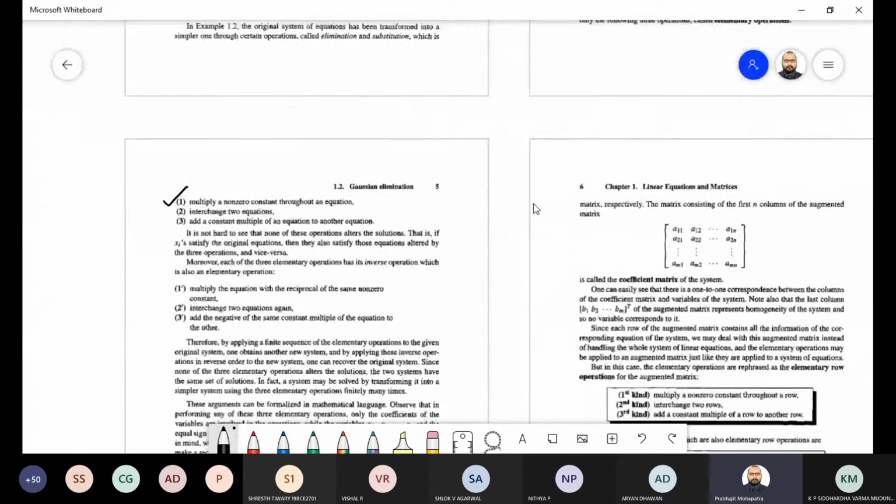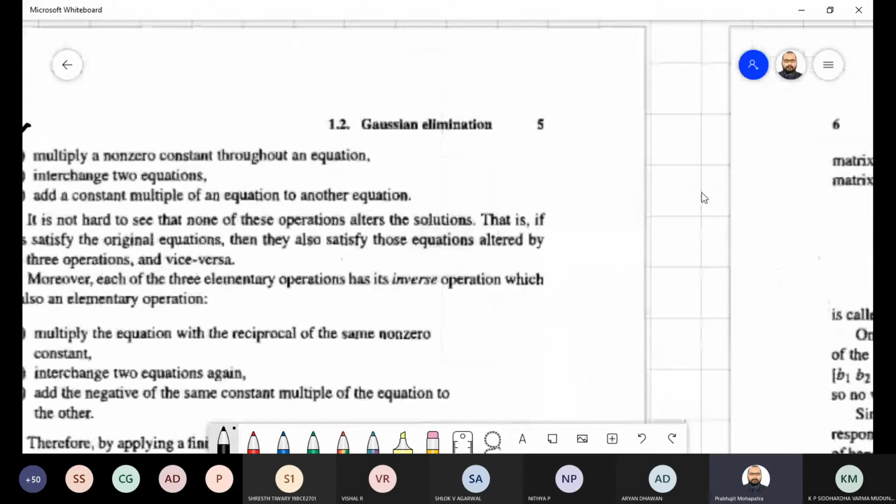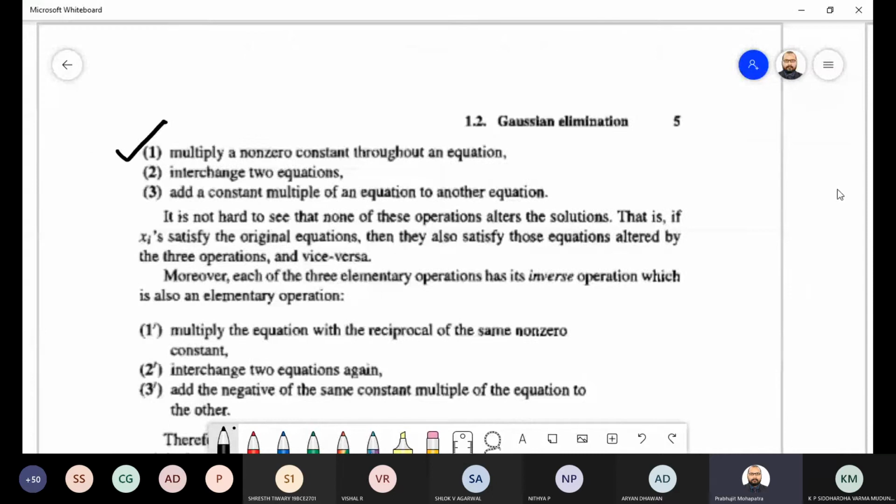So you have three permissions, which we have already discussed. One is that you can multiply any equation by a non-zero scalar value. Then you can interchange any two equations, their position, and that does not matter. The last one is the most important: you can multiply a constant with an equation and add it to some other equation. You can multiply 5 to equation 3 and add it to equation 2. That freedom you also have. You have these three freedoms.